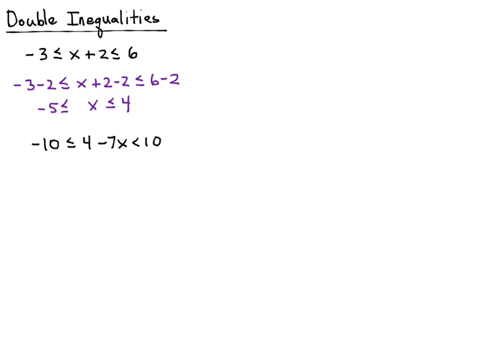Okay, so let's look at one that's a little bit more complicated. We have a negative 7x in there. So we have negative 10 is less than or equal to 4 minus 7x, which is less than 10. So the first thing we want to do is get rid of the 4 in the middle, and so we're going to subtract 4, and then we'll simplify that.